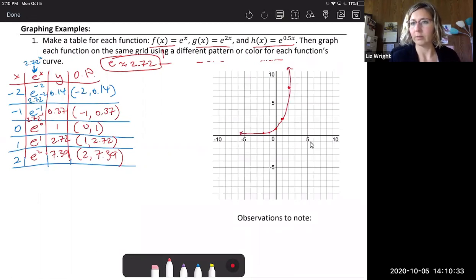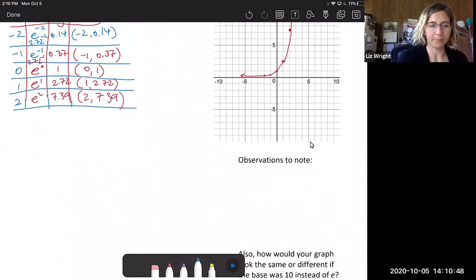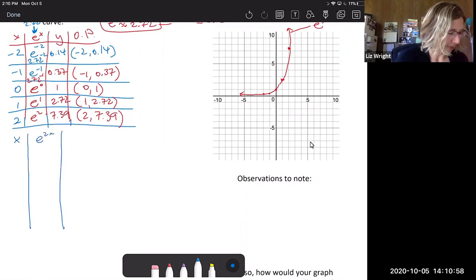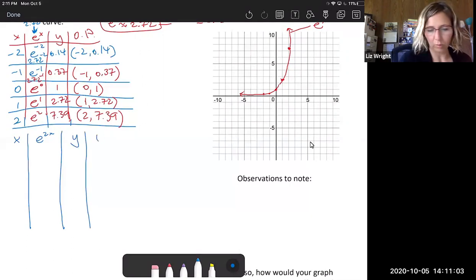All right. So for that one, again, I'm just going to label it. That's going to be e to the x. So the next one, I'm going to be consistent and make this one blue here. So then we've got x, e to the 2x, and then y, and then our ordered pair.